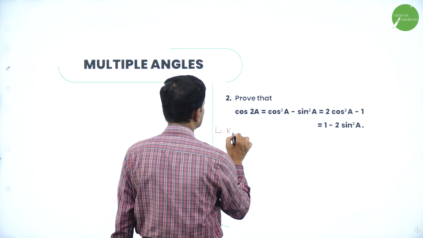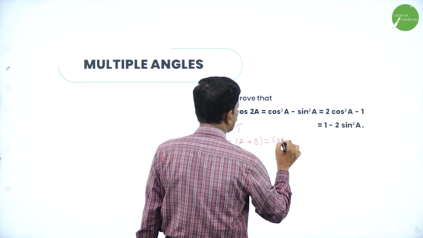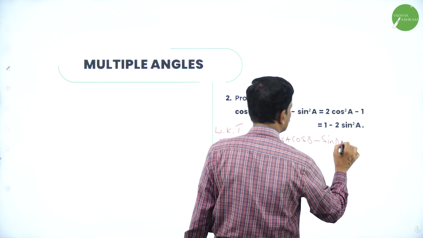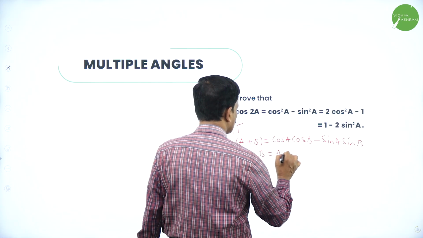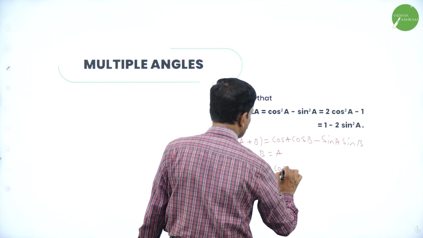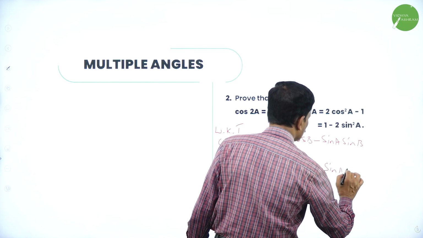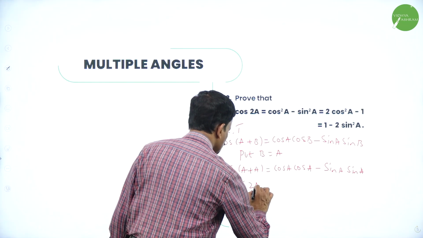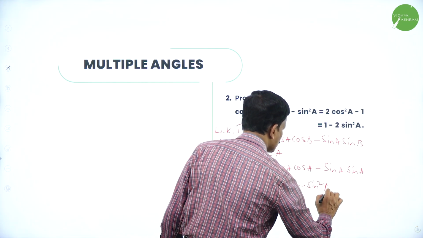Now we know cos A plus B. What is cos A plus B? Cos A plus B is equal to cos A cos B minus sin A sin B. Right. Now put B is equal to A. Then this becomes cos of A plus A is equal to cos A into cos A minus sin A into sin A. Cos of A plus A is 2A, cos A into cos A is cos square A, minus sin A into sin A is sin square A.